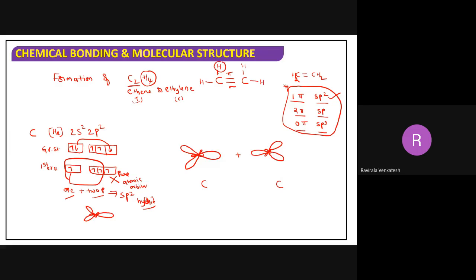Now hydrogen is overlapping on the sp2 hybrid orbital. How many hydrogens are there? 2 hydrogens are there. Take one hydrogen here, one more hydrogen here, and for this carbon also one more hydrogen here and one more here. Now each atomic orbital has a single electron, single electron, single electron. Here also a single electron like this.